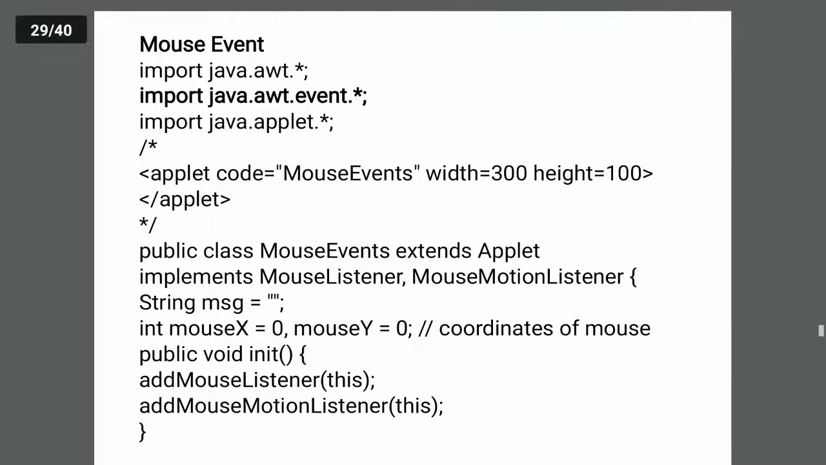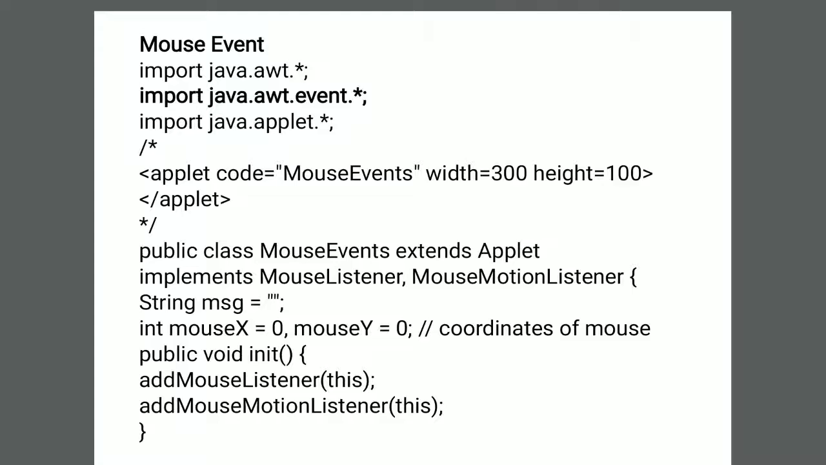Now, the event delegation model for mouse events. You need to import three packages: java.awt.event, java.applet, and so on. The first part of the code is the applet code. The applet code is equal to MouseEvents, which is the name of the class written below, width is equal to 300, height is equal to 100, and close that applet tag. This gives the width and height of the applet window. What that applet window will show comes later.